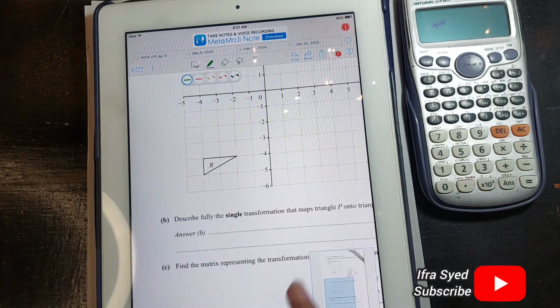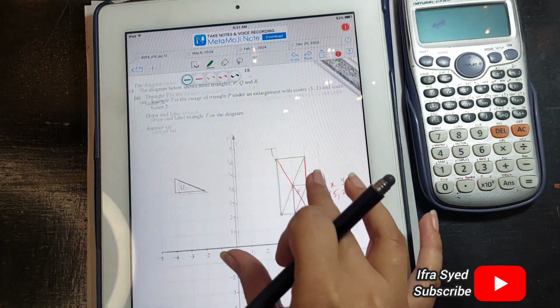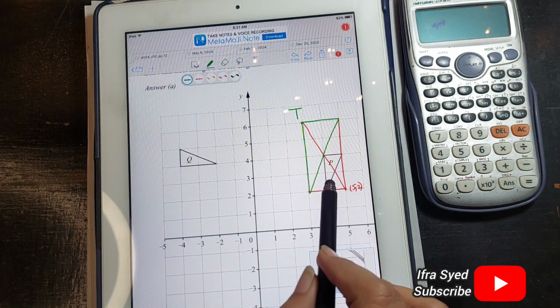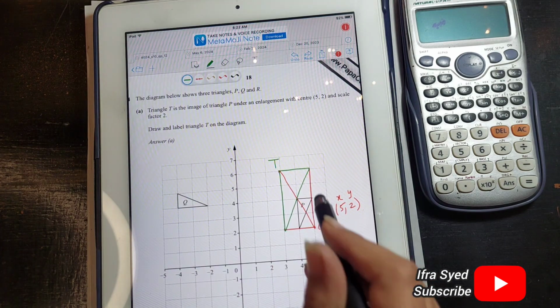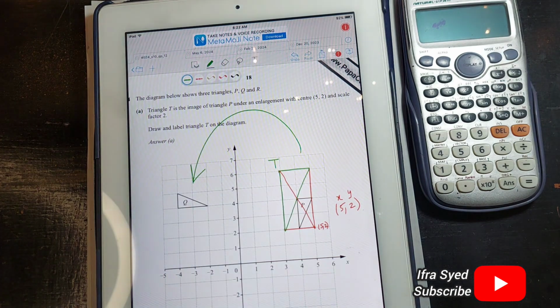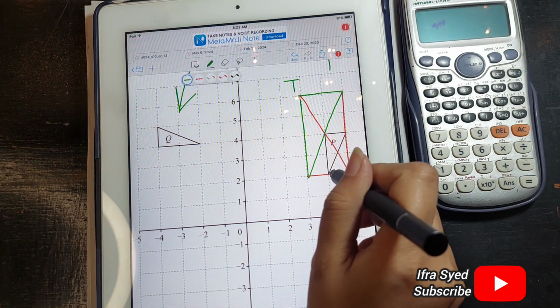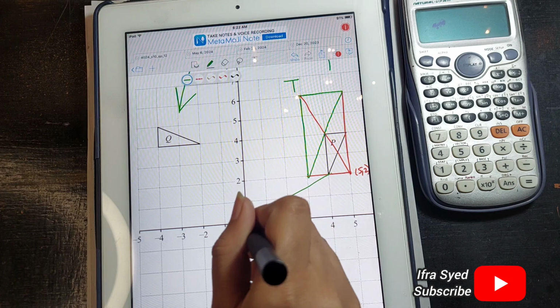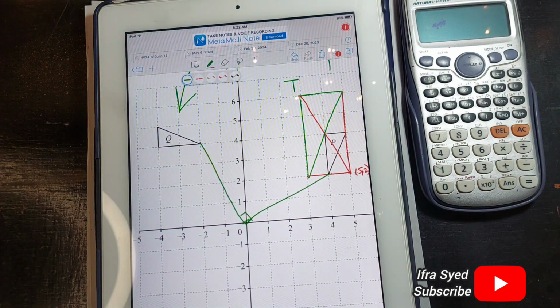Its next part is: describe fully the single transformation that maps triangle P onto triangle Q. So in the B part, we have to describe the transformation of this triangle P onto this triangle Q. As you can see from the diagram, the rotation is anti-clockwise because it is from right to left side. So it is anti-clockwise about the origin. As you can see, the transformation is from here to here, and it is anti-clockwise about the origin.